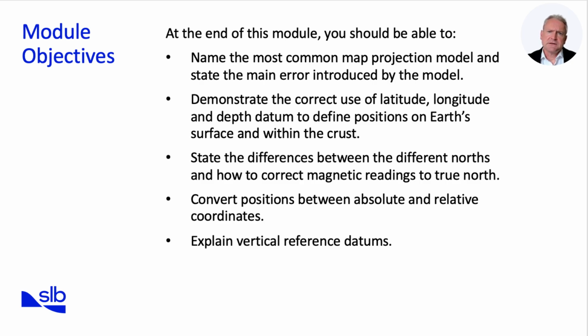Third, we'll cover the differences between the various norths, true north, grid north, and magnetic north, and how to correct magnetic readings so they align with true north. Fourth, you'll practice converting positions between absolute coordinates, like UTM, and relative coordinates, such as those tied to a local wellhead. Finally, you'll be able to explain vertical reference datums, which are essential in understanding elevations, depths, and water levels. As we progress, keep linking each concept to field scenarios. Think of well placement, collision avoidance, and regulatory reporting.